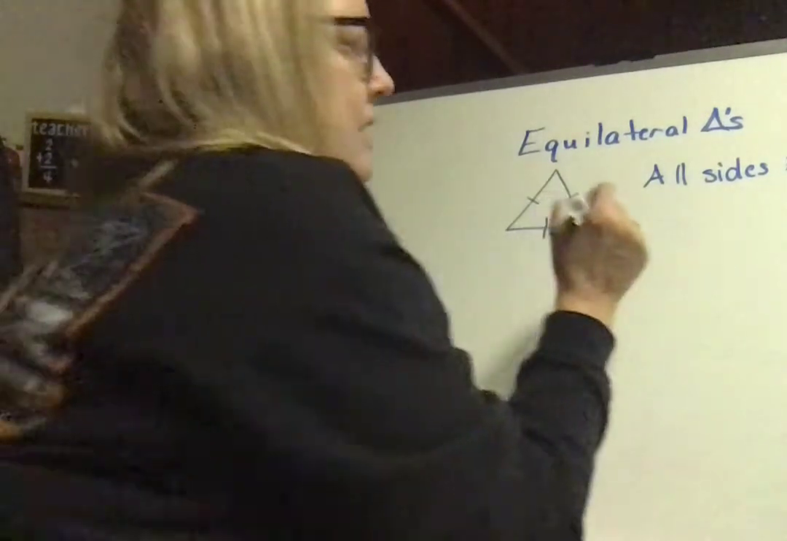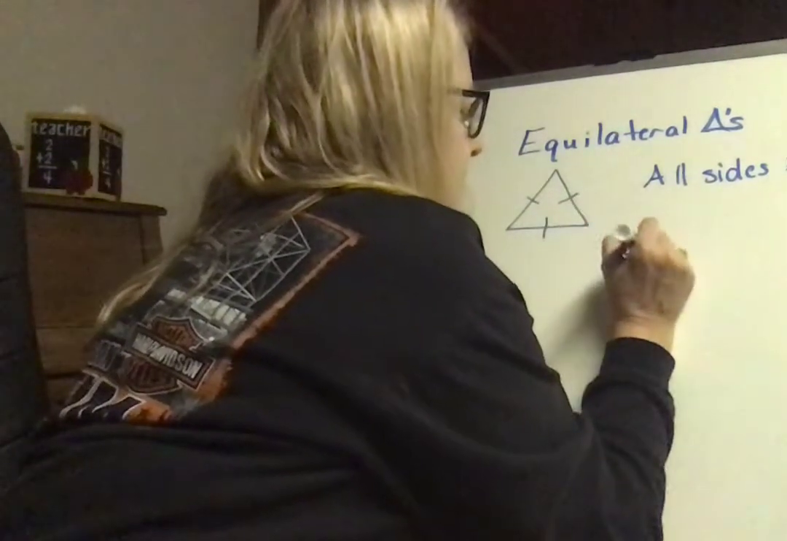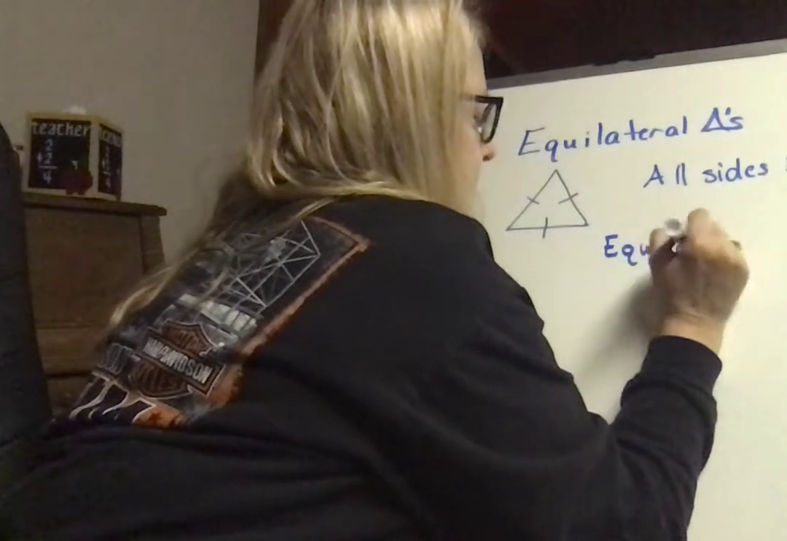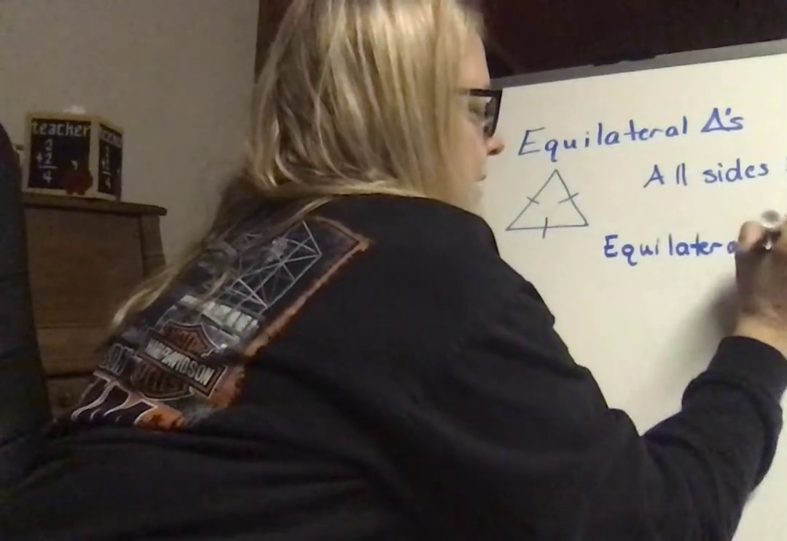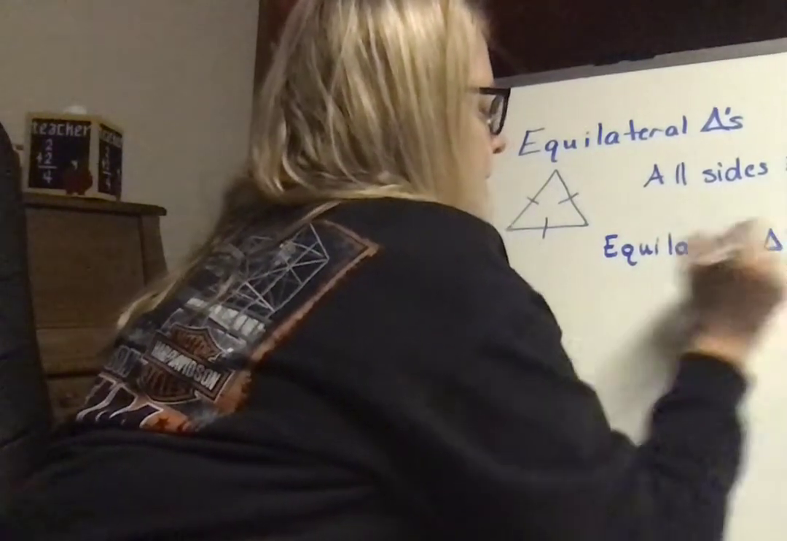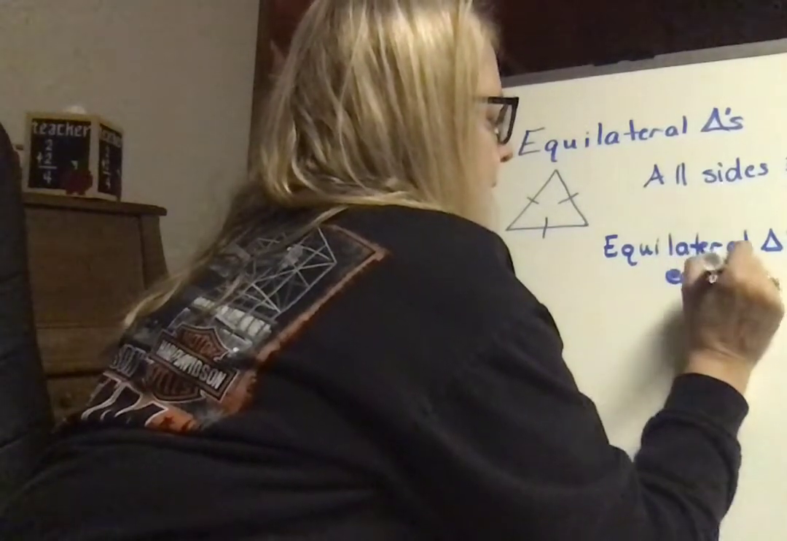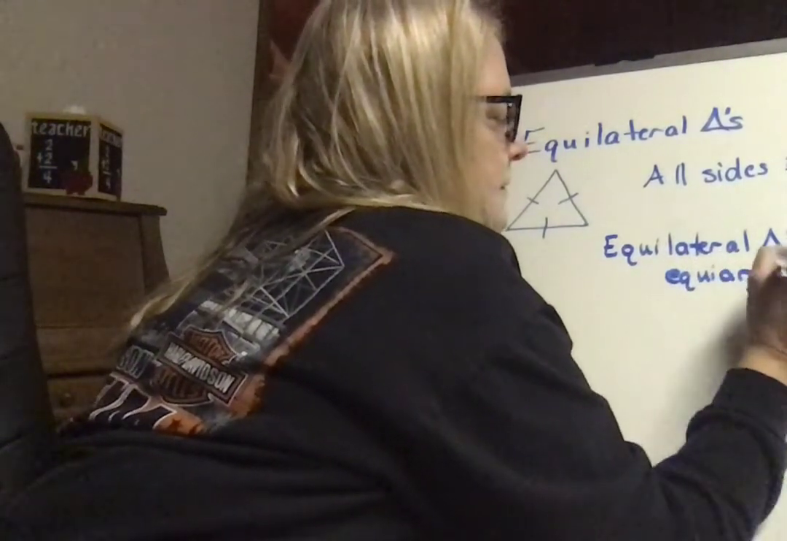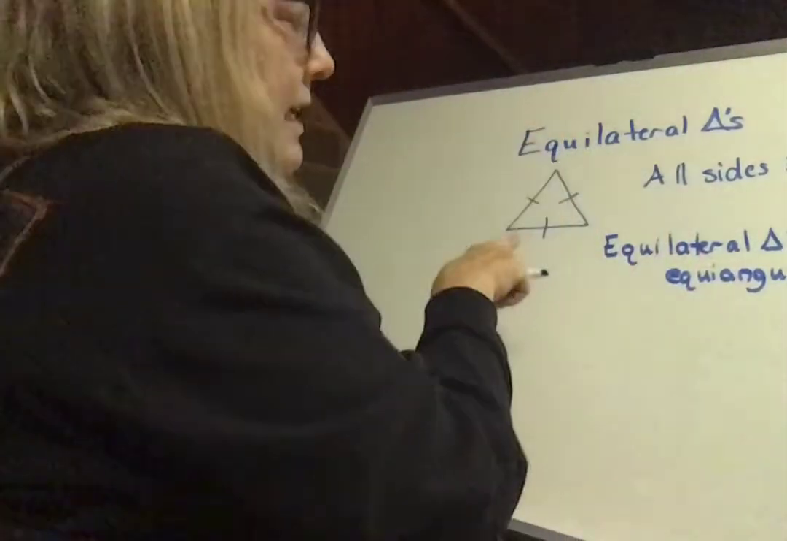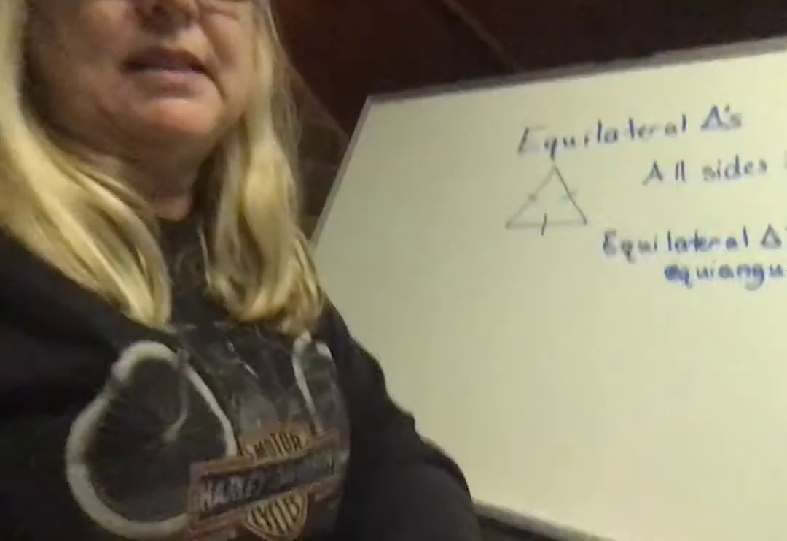Turns out, equilateral triangles are equiangular. If all the sides are the same, all the angles are the same.